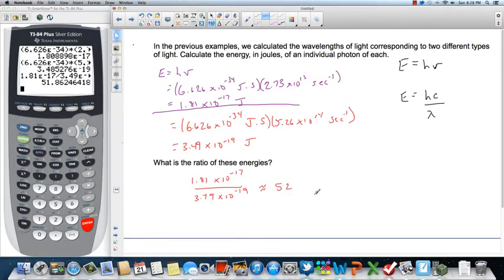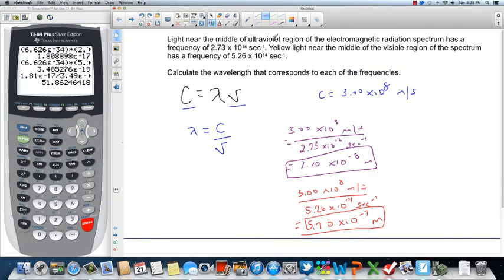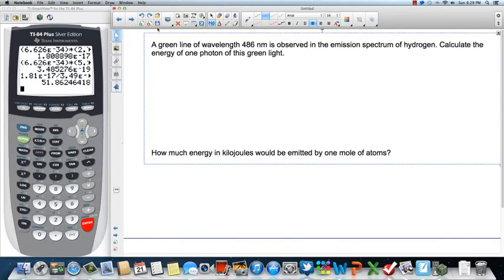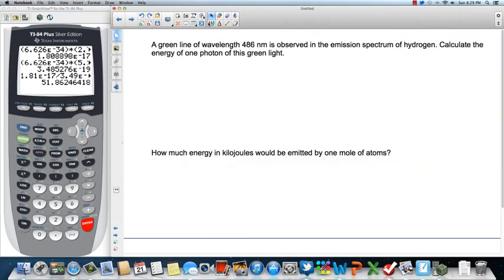So what this means is that the ultraviolet light that we talked about over here, the middle of the ultraviolet region, is about 52 times stronger than that yellow visible light that you could see. That makes sense because we know the visible light doesn't really do any harm or damage, and ultraviolet light definitely will. So now we go to the next example.